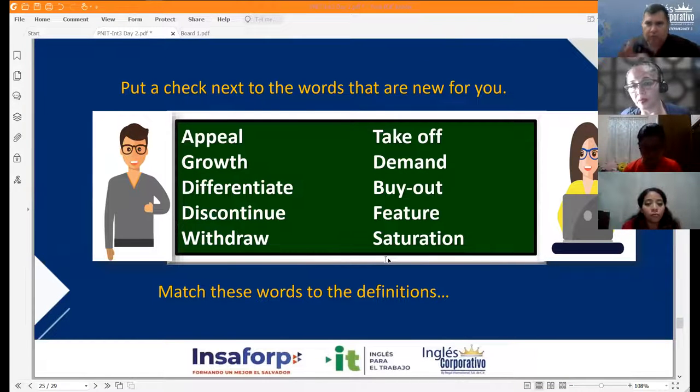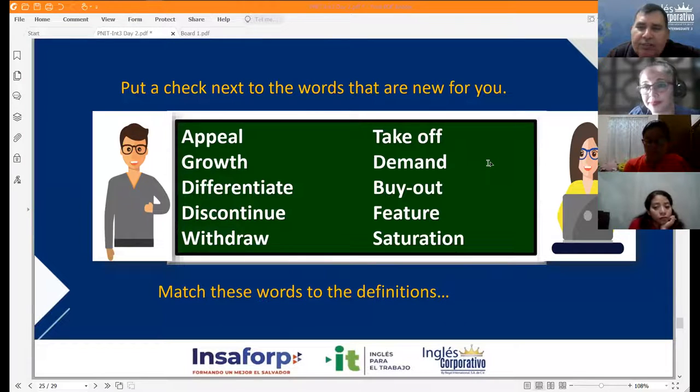Withdraw. Pull back. Withdraw is pull back. Right? Okay, for example, they make an offer. Let's do this. Why don't we go to the beach tomorrow? Then someone says, no, thinking about it better, I have things to do. Forget about what I said. What is the person doing? Withdrawing. Okay, withdrawing.